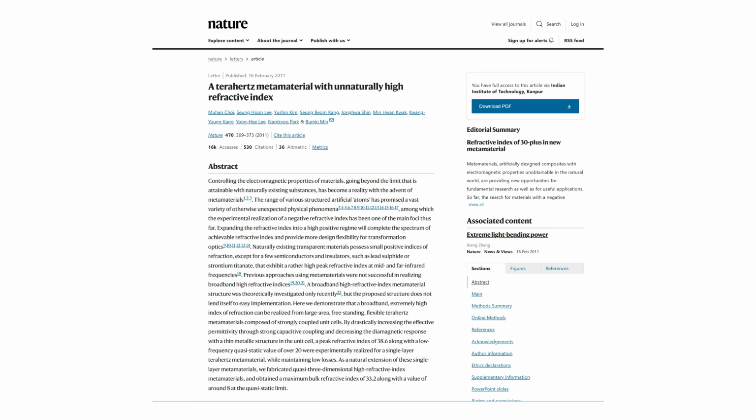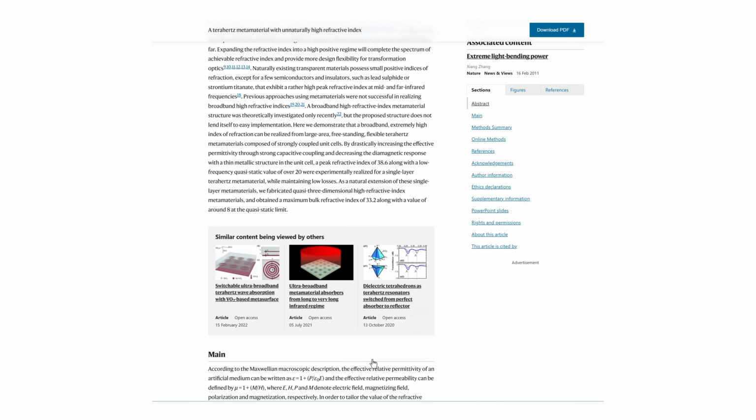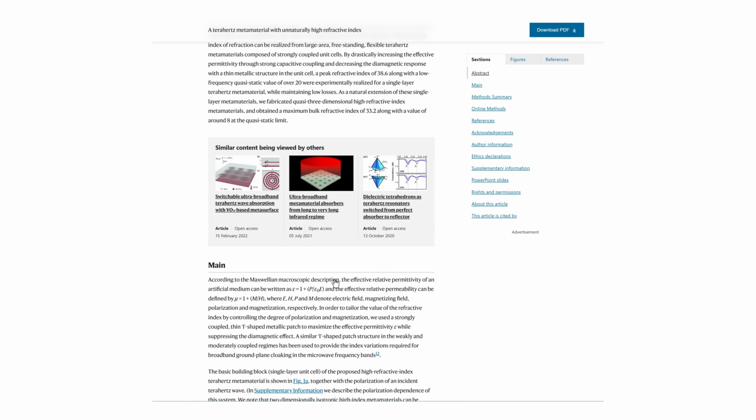So just to show you an example, this is one of the articles I was just going through. I found this quite interesting. This research article discussed the development of a terahertz metamaterial with an exceptionally high refractive index achieved through advanced structural design. By creating a flexible, freestanding metamaterial, the researchers introduced a structure with a peak refractive index of 38.6 and a consistent low-frequency value above 20.